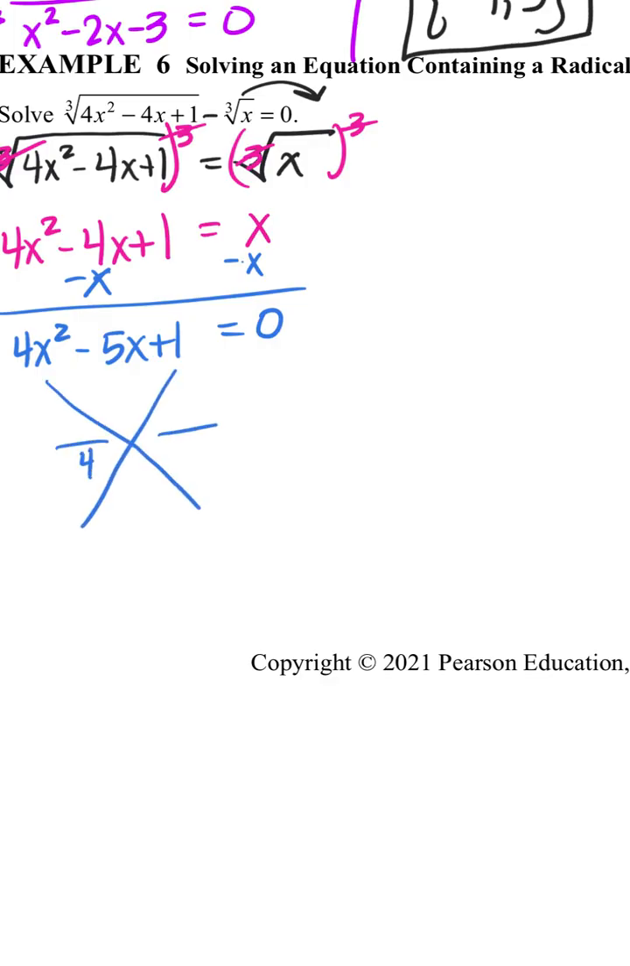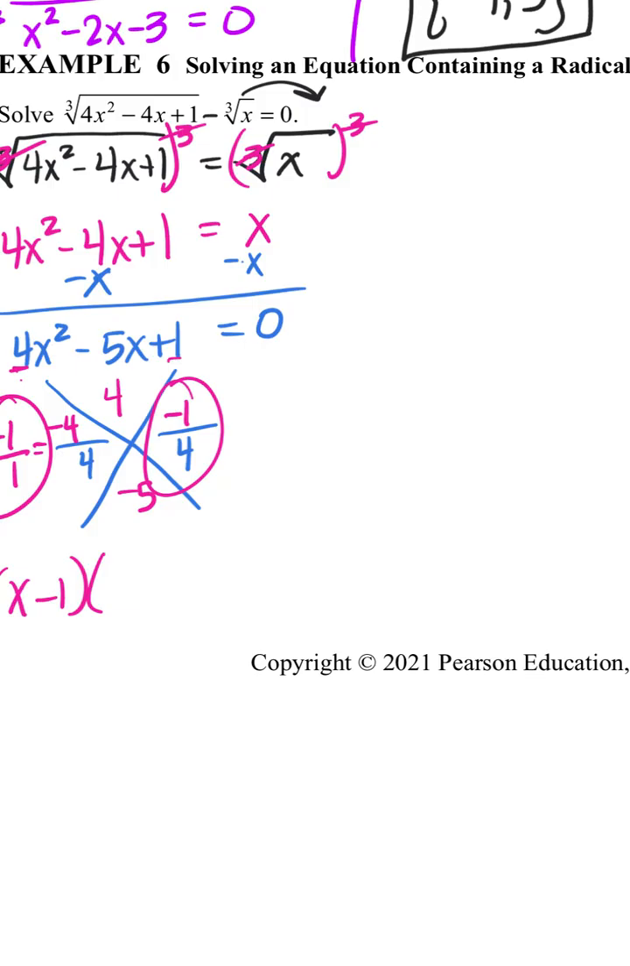So since we have a 4 here, 4 times 1 is 4, and then we've got a negative 5 here. So I know negative 4 times negative 1 will be 4 when I multiply, and negative 4 plus negative 1 is negative 5 when I add. This one will reduce to negative 1 over 1, because 4 will go into both of them one time. So now these are going to be my factors. So I've got x minus 1, and this one on this side is 4x minus 1.